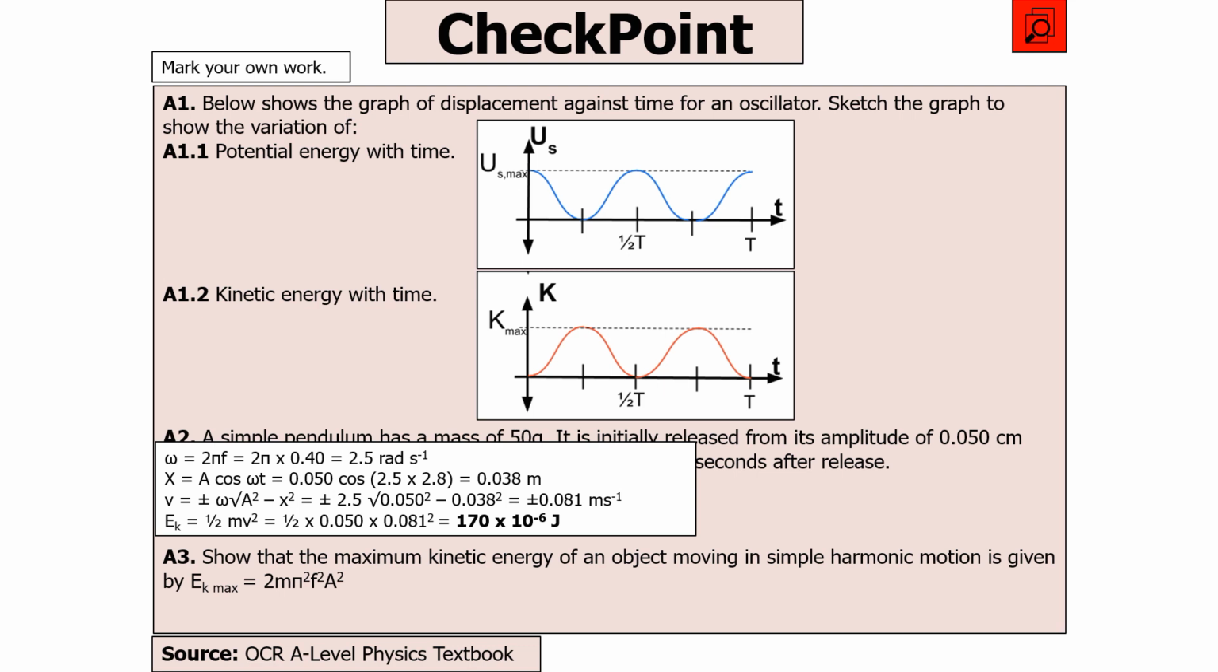Therefore the kinetic energy is going to be half mv squared from those previous values, 170 times 10 to the minus 6 joules. Now we know that kinetic energy is equal to half mv squared, so maximum is when they go to Vmax. We know also from simple harmonic motion on the equation sheet, Vmax equals omega a, omega is 2 pi f, so therefore Vmax squared is going to equal 4 pi squared f squared times a squared when we sub in the values. Pop that into the equation half mv squared, so therefore we get 2m pi squared f squared a squared.